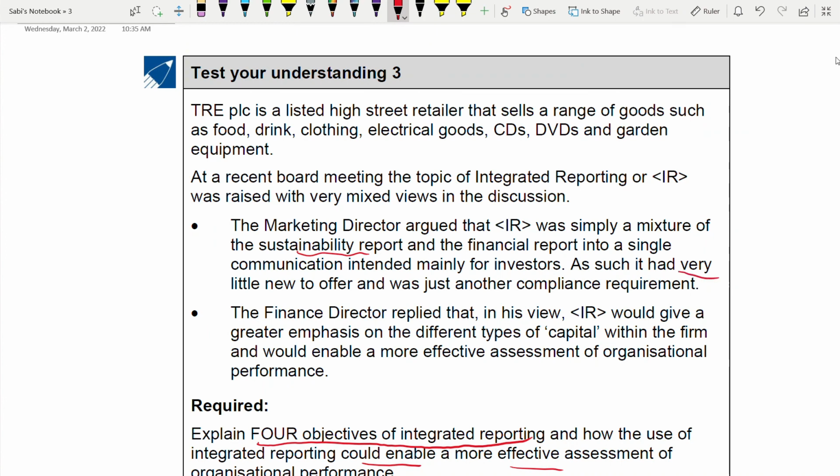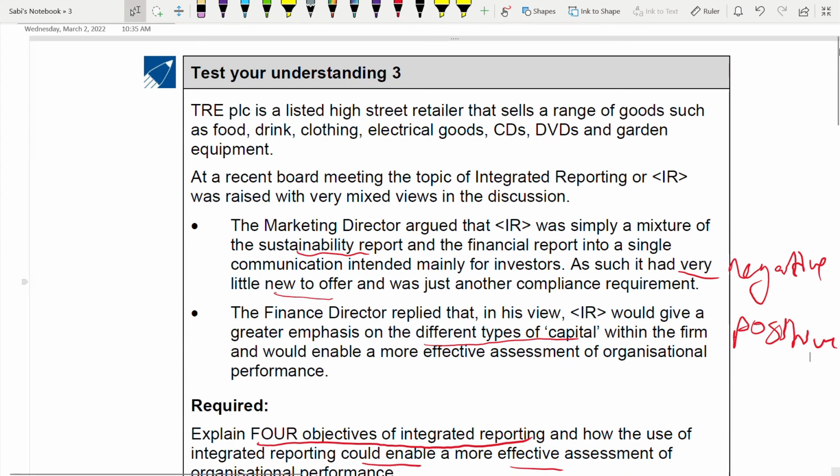So he is against integrated reporting, you can see, right? Negative, and says it was just another compliance requirement. Whereas the finance director says that this will give a great emphasis on different types of capital within the firm that would enable a more effective assessment of organizational performance. So this is more like a negative view regarding IR. This is more like a positive one. Okay. Now, this type of question you can expect in SBL regarding IR, where one party says it's negative, the other says it's positive, then you have to assess.